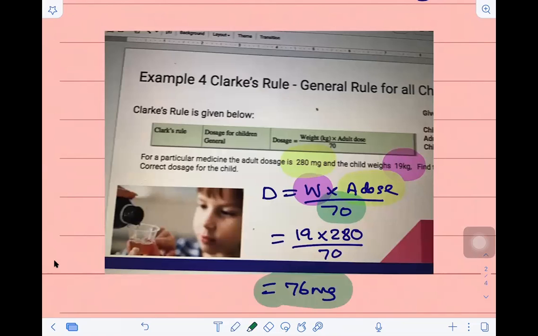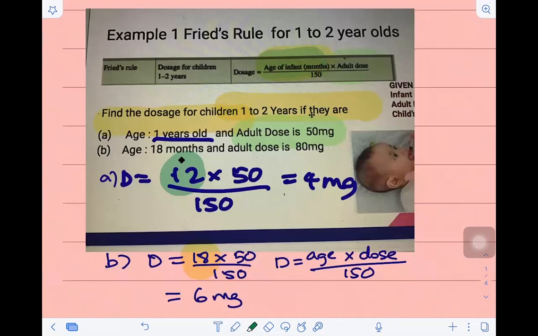Okay, so that does all of them. We've got Clark's, we've got Young's, and we also have Fried. The most important thing is just working out whether in the formula you want months or you want years.